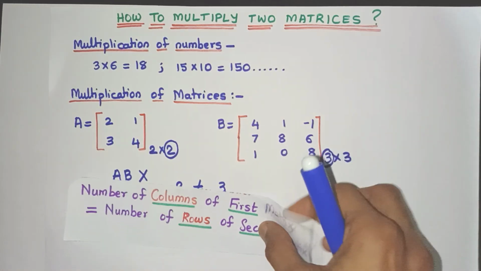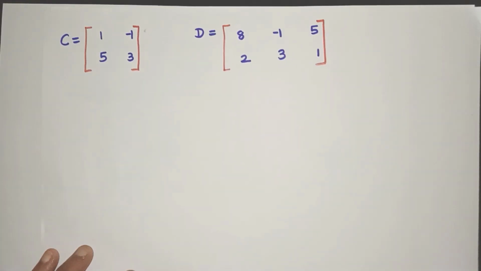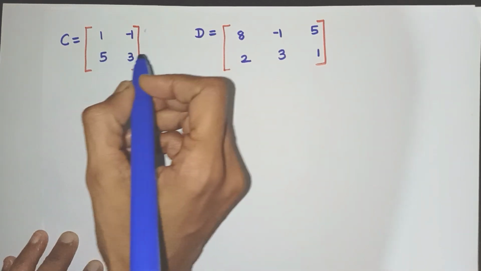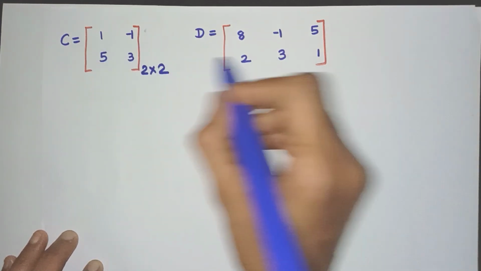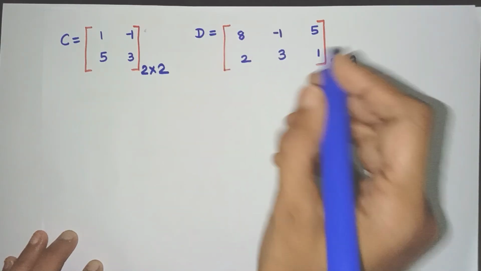Now friends, let's take another case. Here I have two different matrices, C and D. Well, let's first find out the order of C and D. What is the order of C? 2 rows, 2 columns. So it's 2 by 2. What is the order of D? Yes, it's 2 by 3 because there are 2 rows, 3 columns.